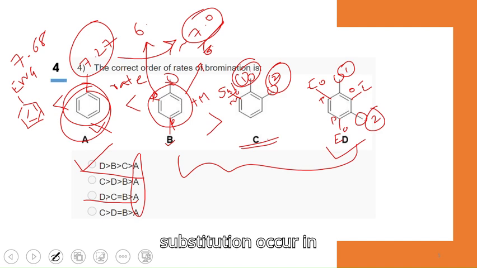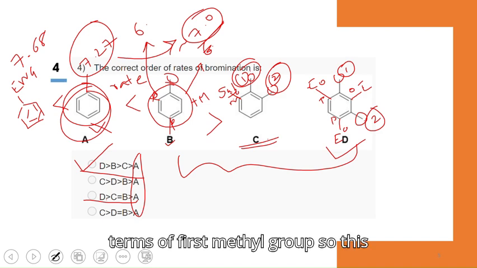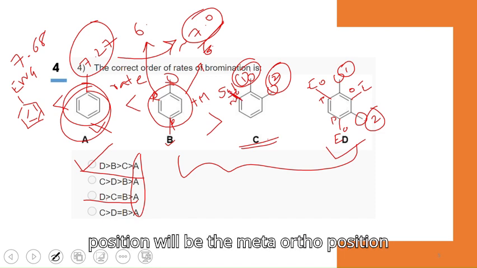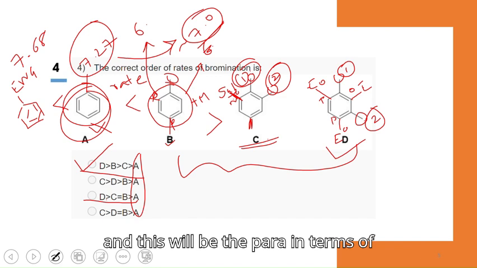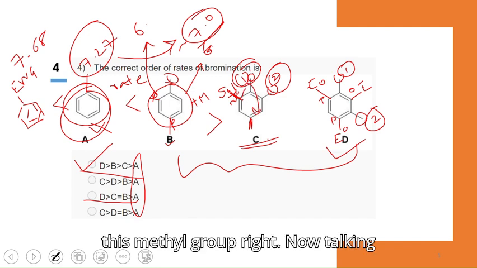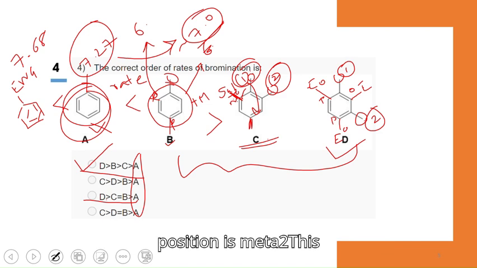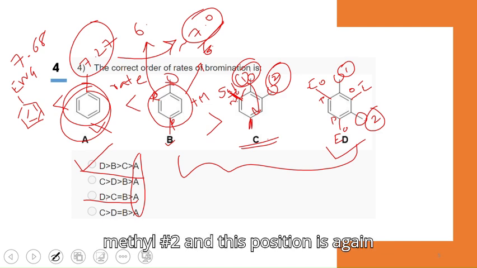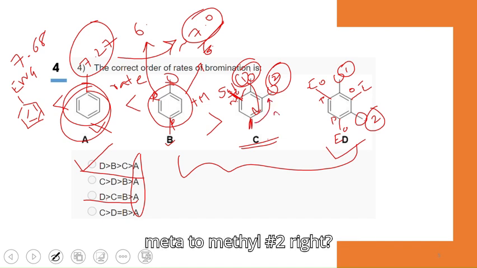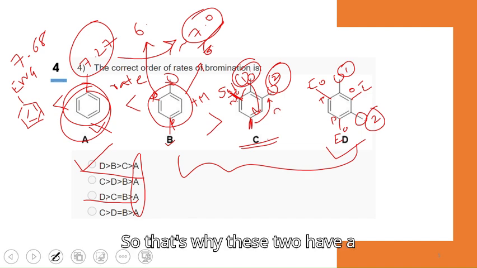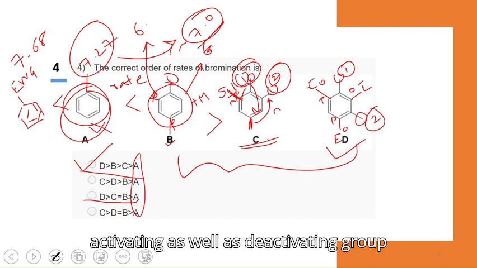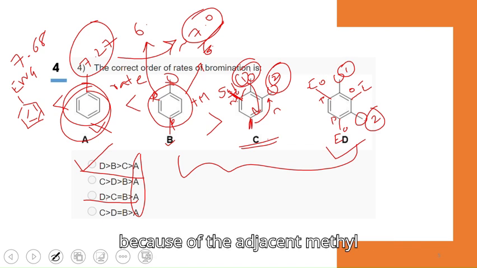Now the substitution occurs in terms of the first methyl group, so this position will be the ortho position, and this will be the para in terms of this methyl group, right? Now talking about this second methyl group, this position is meta to methyl number 2, and this position is again meta to methyl number 2, right? So that's why these two have an activating as well as a deactivating effect because of the adjacent methyl group, right?